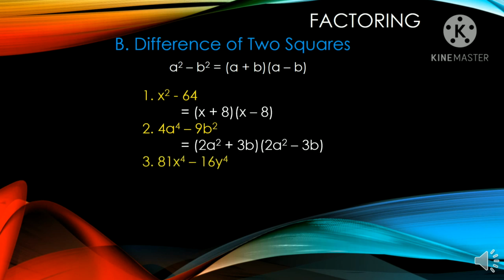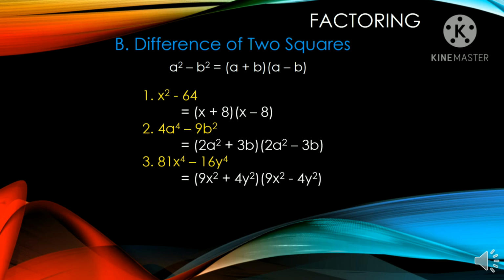Number 3, 81x raised to 4 minus 16y raised to 4. Okay, so perfect square yung dalawa. Difference, yes. So square root of 81 is 9. Square root of x raised to 4, x raised to 2. Square root of 16, 4. Square root of y raised to 4, y raised to 2. So we have 9x squared plus 4y squared times 9x squared minus 4y squared.